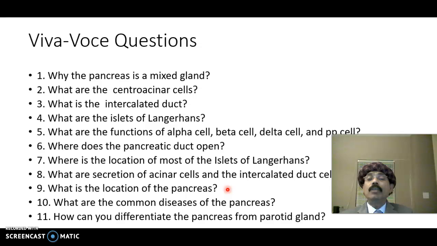Okay. How can you differentiate pancreas from parotid gland? Pancreas has islets of Langerhans. Pancreas has no myoepithelial cell. And we have to know that the pancreas is an abdominal structure. The parotid gland is a structure of the head and neck region.